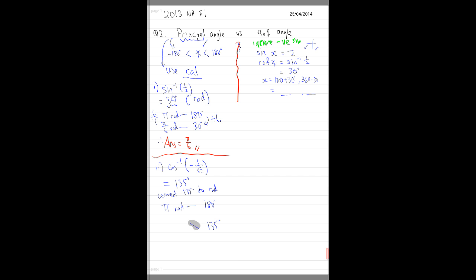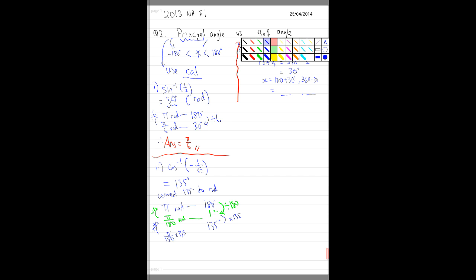Another way is, how about I find 1 degree first? How to find 1 degree? I divide by 180. Here I also divide by 180. So what do I get? Pi over 180 radian, right? Now I'm ready. I want to find 135. What do I do? Times 135. Here I also times 135. So this is pi over 180 times 135. This is my answer. I just need to simplify this. Okay, I'll stop the video.